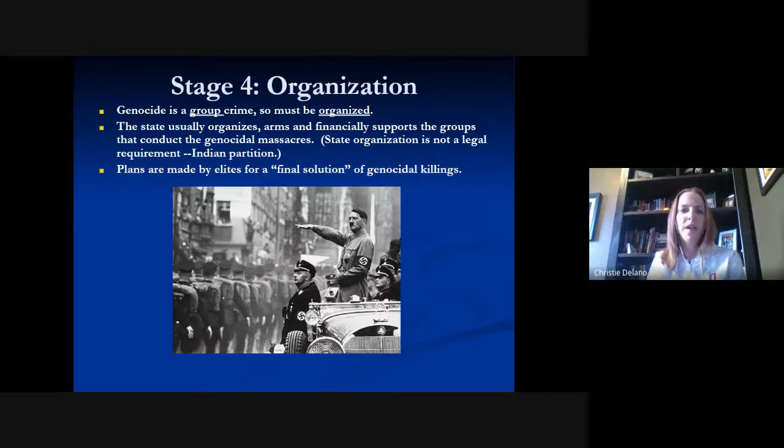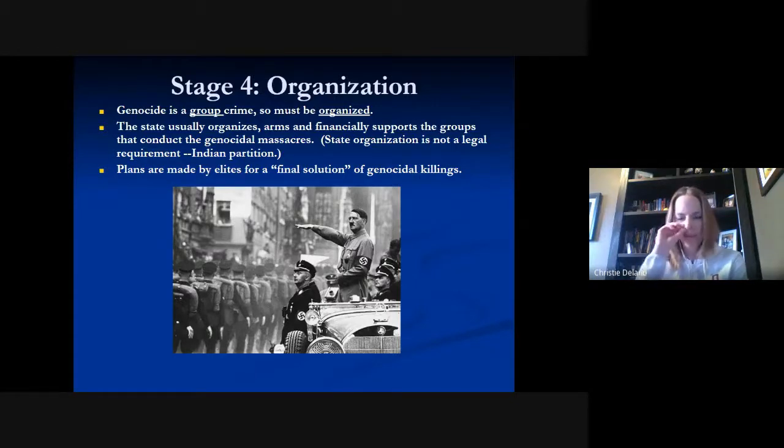Stage 4, we're looking at this idea of organization, right? We're now really marching down that path to genocide, right? Genocide isn't something that's conducted by one person, right? It is a group crime, right? The murder, in this case of the Holocaust, the murder of 6 million Jews and 5 million others cannot be done by one person. It takes tremendous organization in order for it to occur.